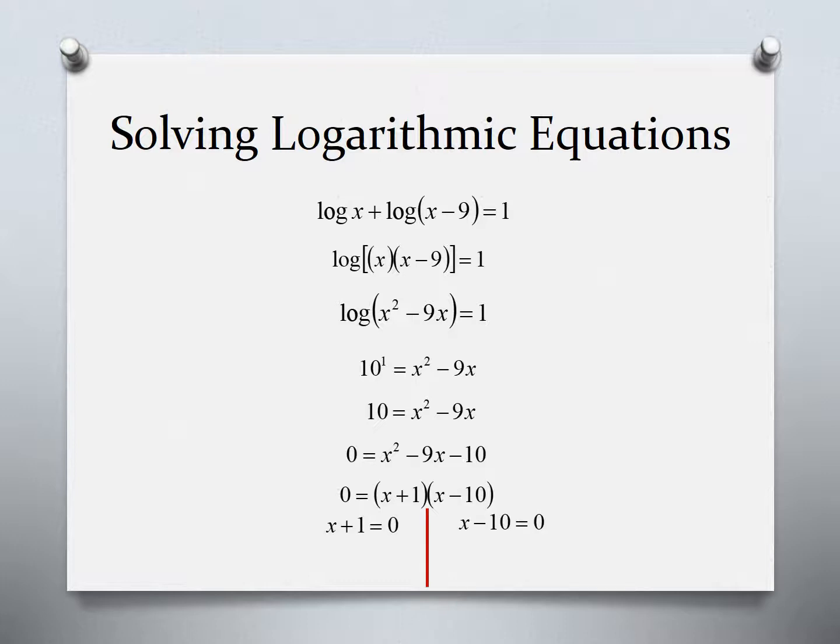I'll isolate my variable by using the zero product property. And so I have x plus 1 equals 0 and x minus 10 equals 0. And then I discover that x equals -1 is a possible solution, and also 10 is a possible solution. However, if I substitute these possible solutions back into the original equation, I will find that this x equals -1 happens to be an extraneous solution.